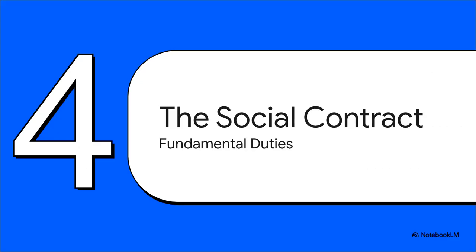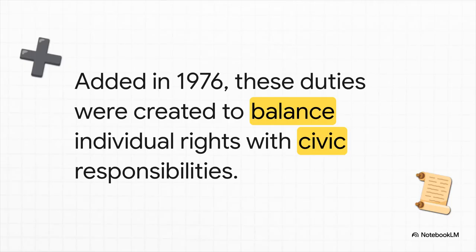Okay, so we've got your shield and the state's compass. That brings us to the third pillar, the social contract. This is our side of the deal, our fundamental duties as citizens. And here's something you might not know. These weren't even in the original Constitution from 1950. They were added way later, in 1976, to create a sense of balance. A reminder that with great rights, well, you know the rest.